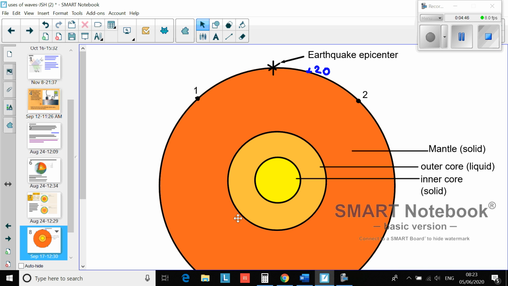So hopefully the videos have given you an idea. Now, we're actually going to start with the secondary waves, because those are slightly easier to explain, the S waves.